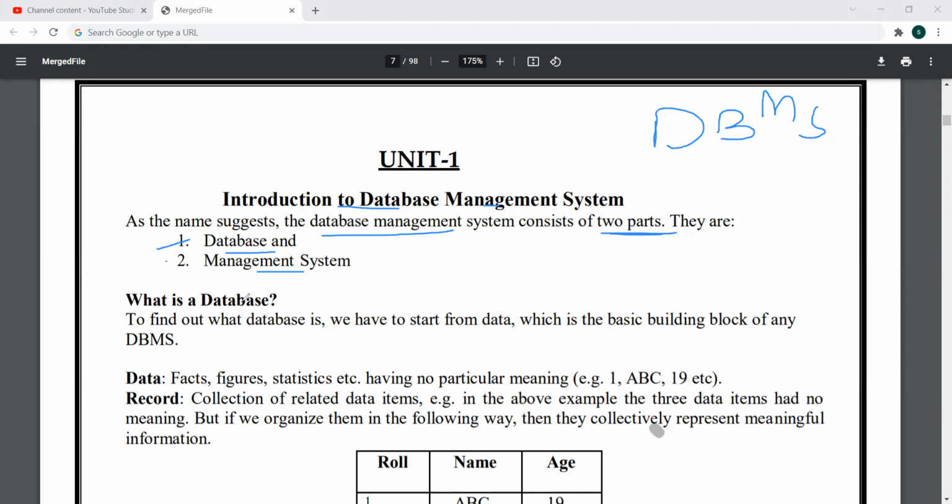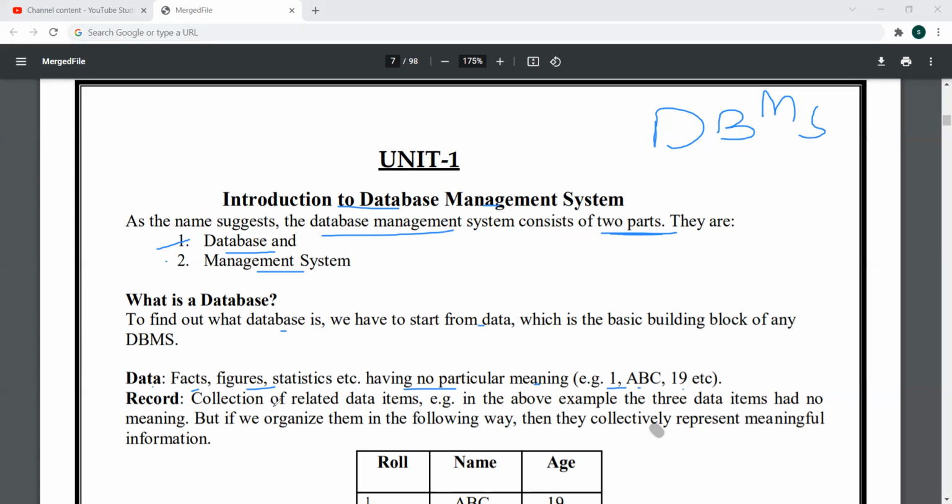What is a database? What is the definition of database? What do you mean by database? We have to start from data, which is the basic building block of any DBMS. Data means facts, figures, or statistics having no particular meaning. Example 1, ABC, this is also data. 19, this is also data, etc.